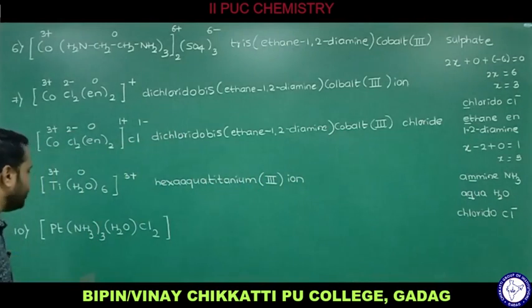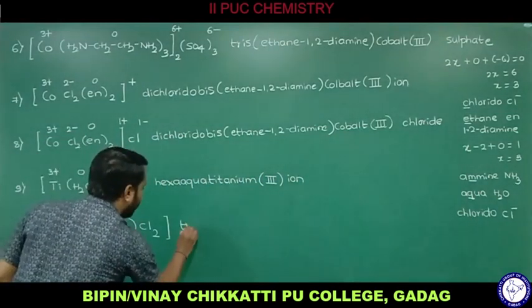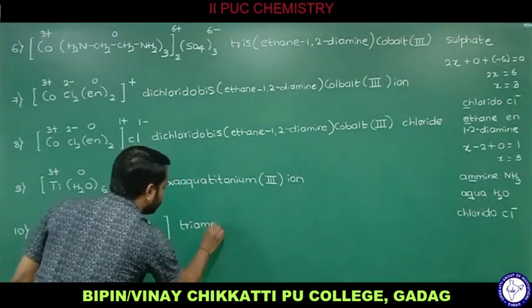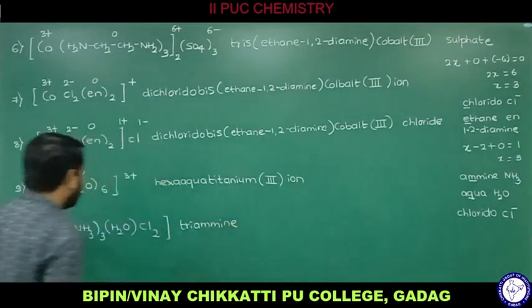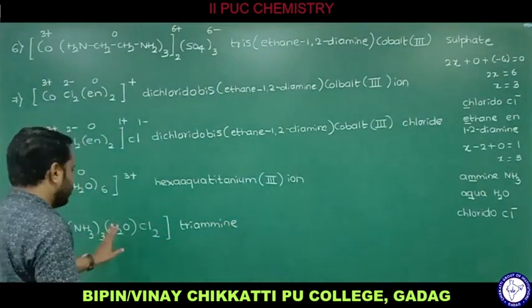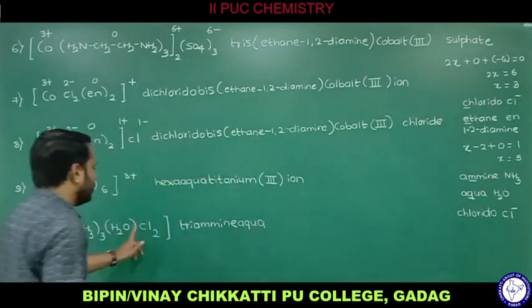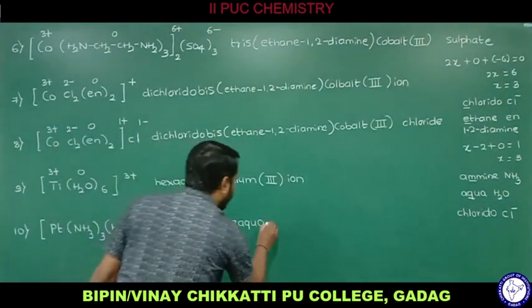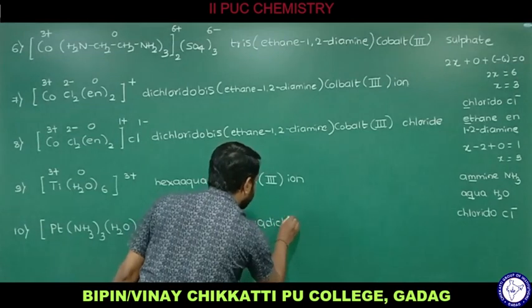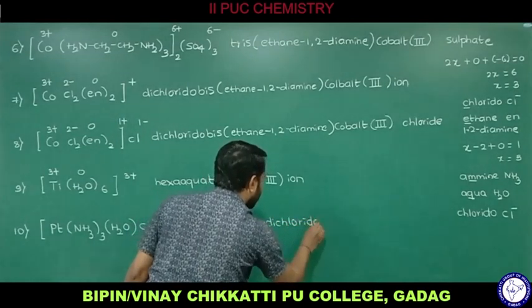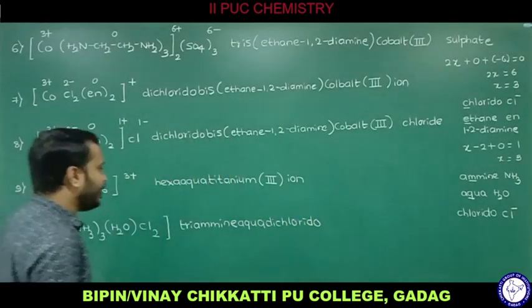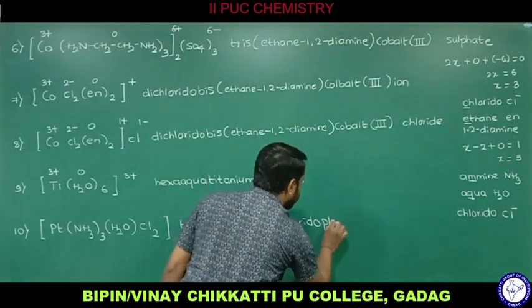So how many ammines do we have? We have 3, therefore triammine. Right, triammine. Next we get aqua. So triammine, and only one aqua we have. Therefore triammine and aqua. So Cl2, dichlorido. Dichlorido. Pt we have, platinum.